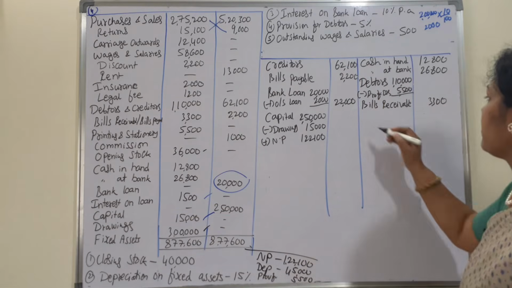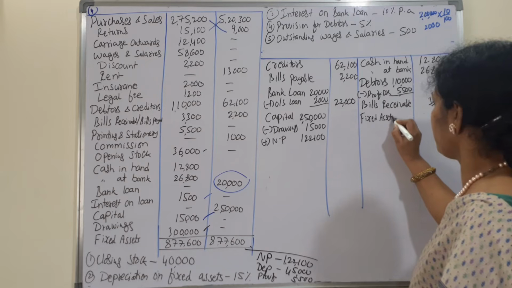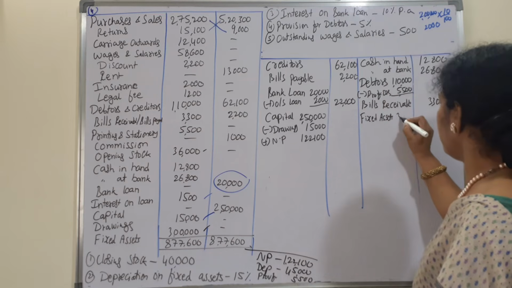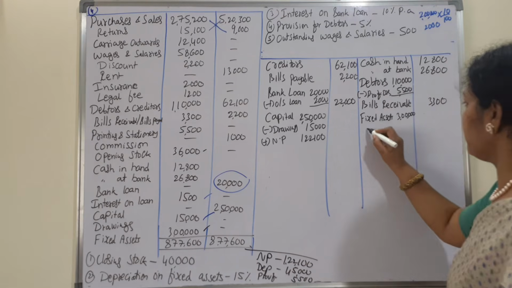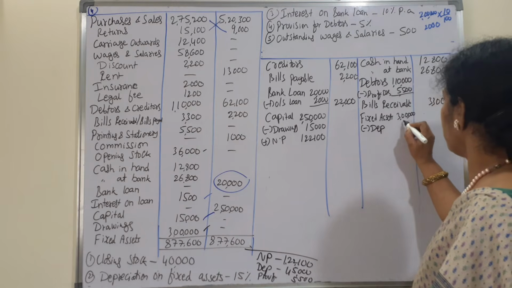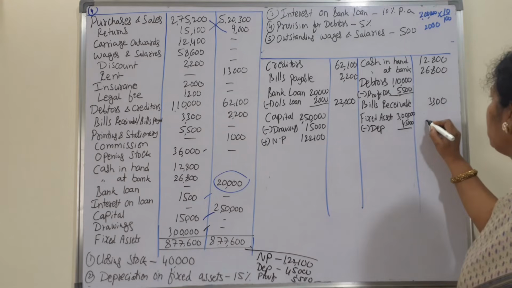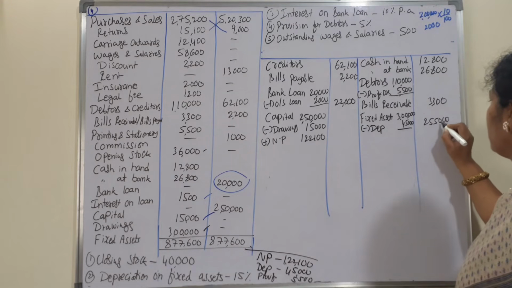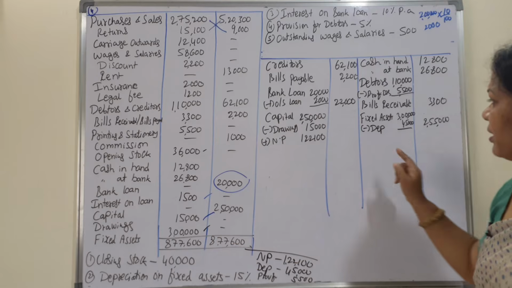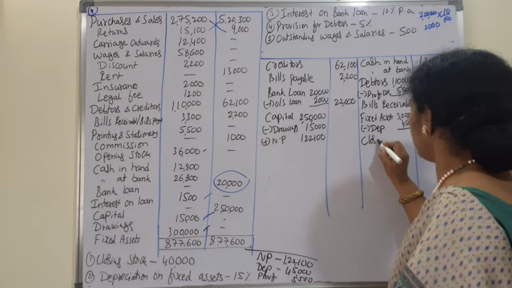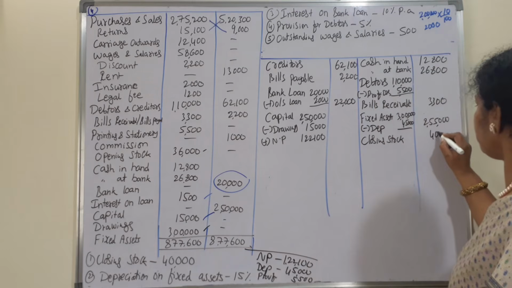Now fixed assets. Fixed assets are 3 lakh. In the inner column, because there is depreciation. Depreciation was 45,000, minus depreciation. So this is 2,55,000. This is over everything. Now coming to the adjustments, closing stock comes here. Closing stock 40,000.